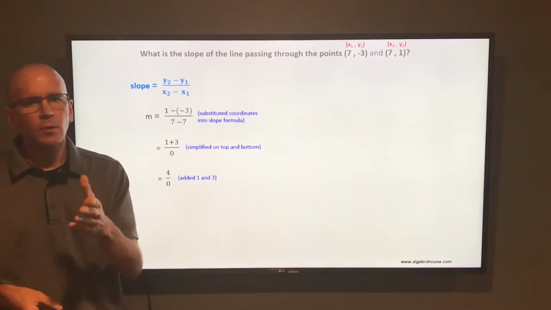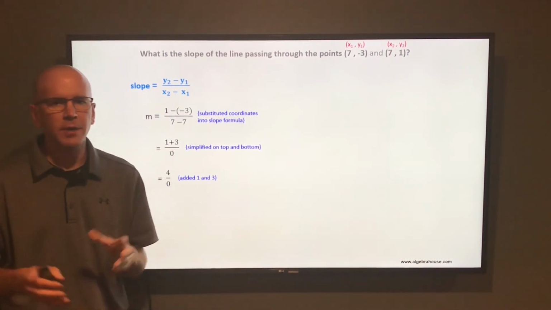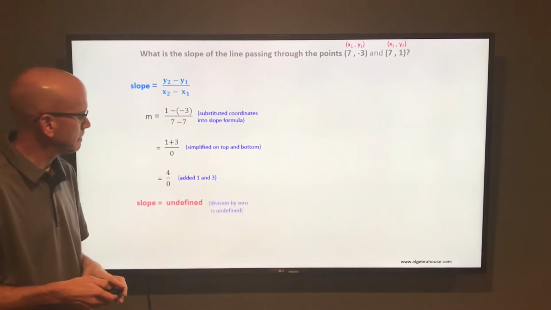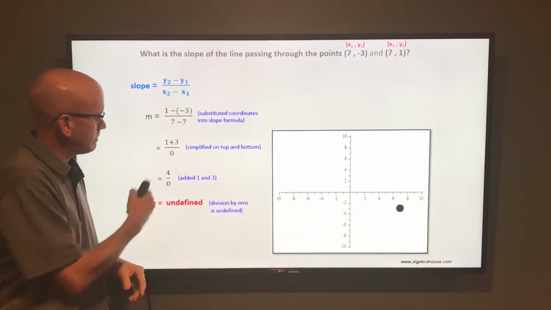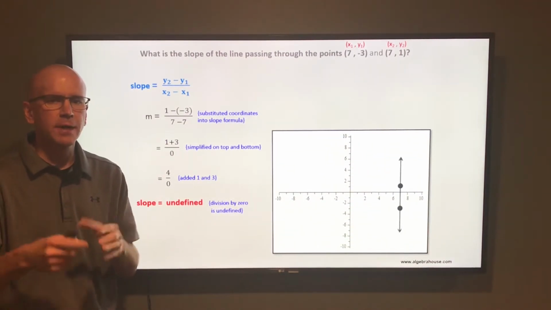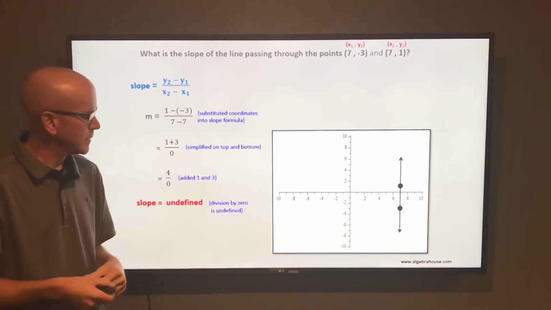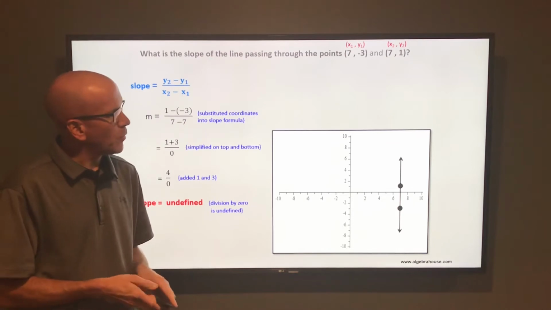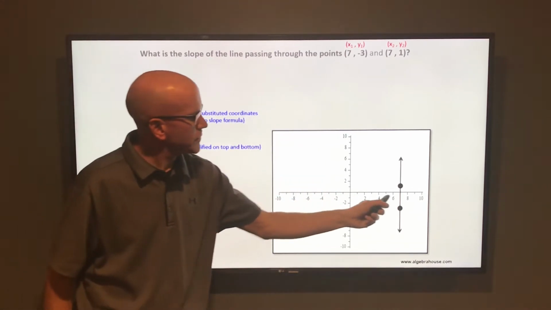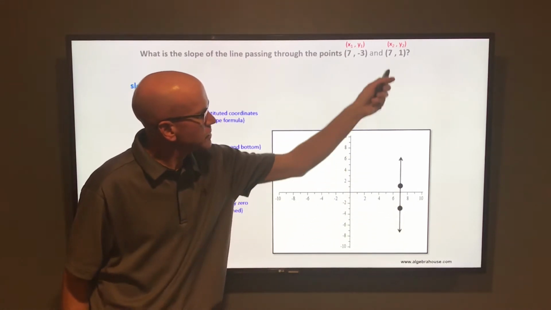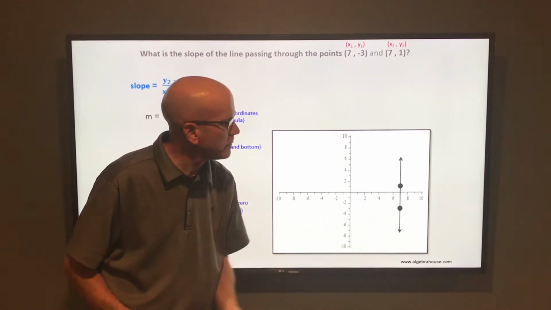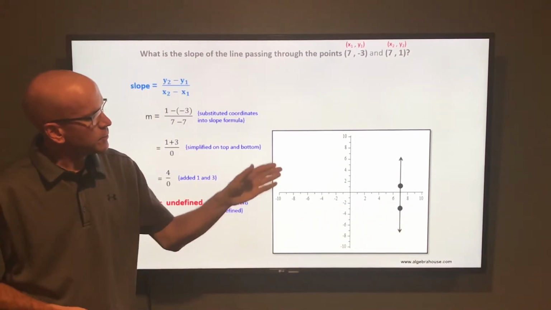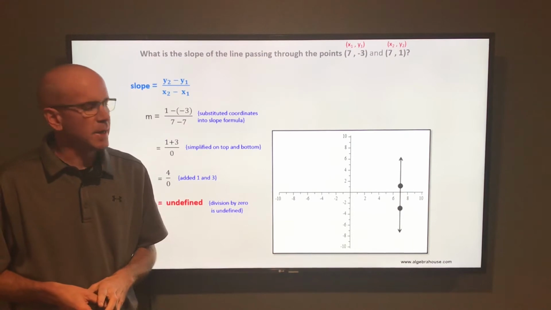Now, you may not know what 4 divided by 0 is, because nobody really knows. It's undefined. You cannot divide 4 by 0. If you type that in on your calculator, it's going to give you an error message. It's undefined. So these 2 points, (7, -3), you go to the left 7 and down 3, and (7, 1), go to the right 7 and up 1. Through those 2 points is a vertical line.